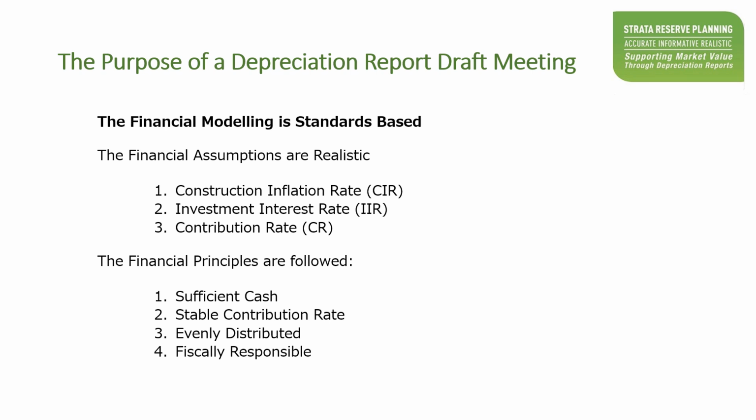That is that there's always sufficient cash in the CRF. The contributions are stable. They're not going all over the place. They're evenly distributed to be fair to everybody, and it's fiscally responsible so that the Strata Council doesn't get voted out the next year by a bunch of people who are furious at increases that really aren't realistic.